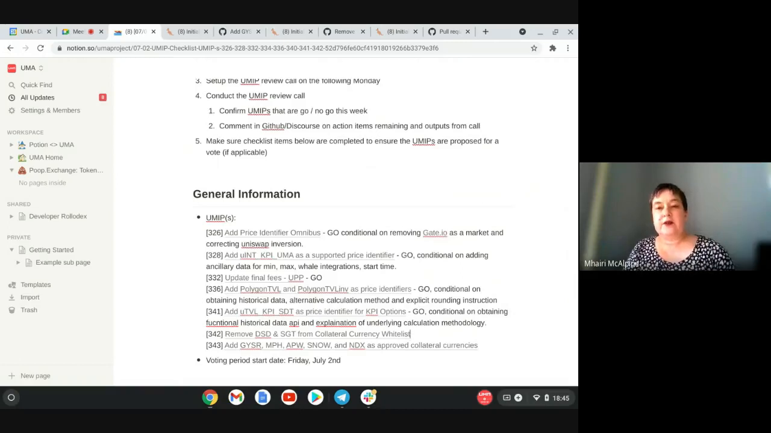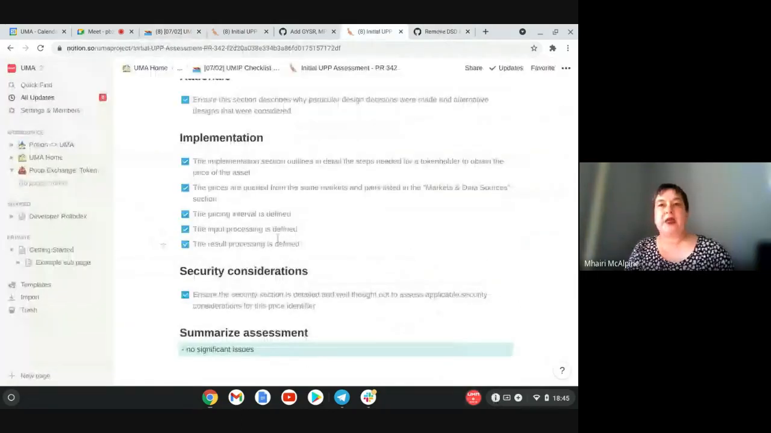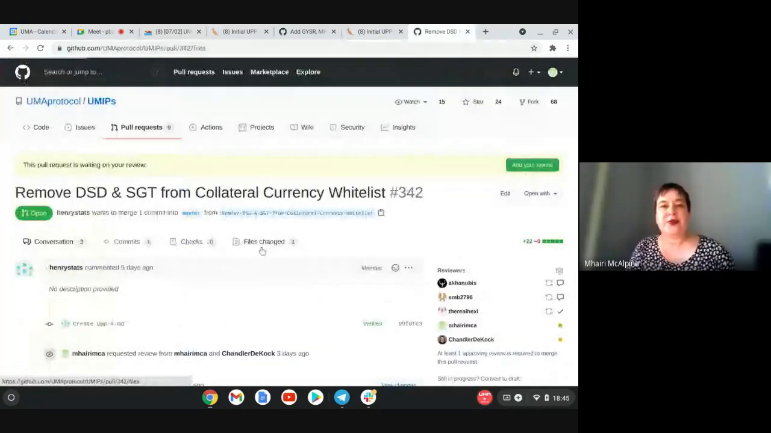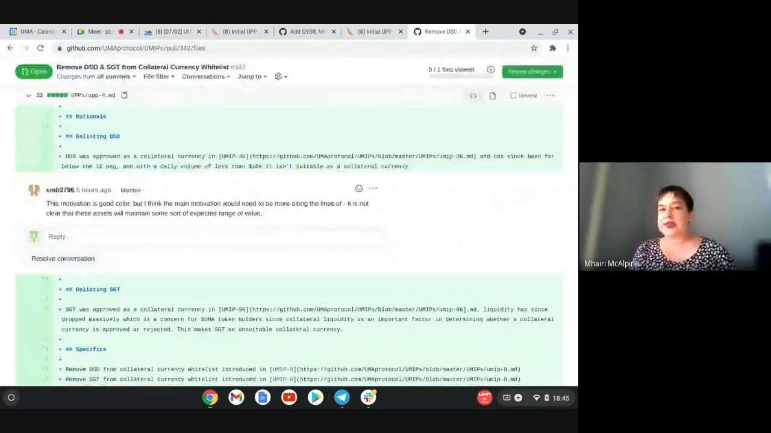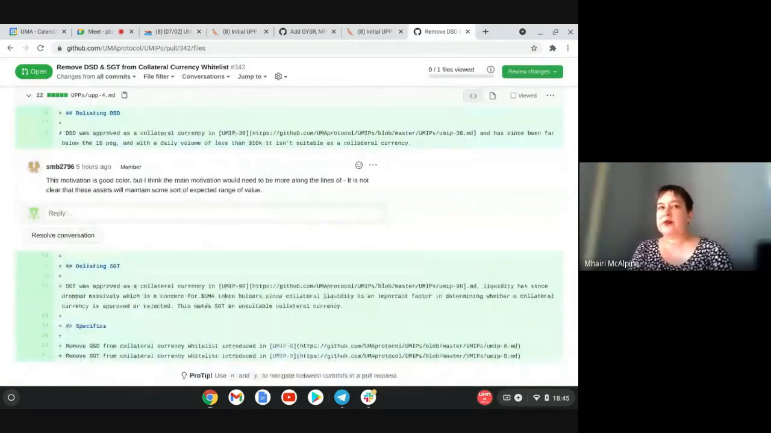Excellent. And now 342 is to remove DSD and SGT from the collateral currency whitelist. These are currently approved collaterals. However, there's been a bit of an issue with both of them. I couldn't see any significant issues that people raised with these. Does anyone want to raise anything? Anyone got a problem with removing these?